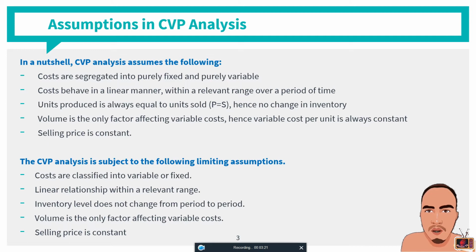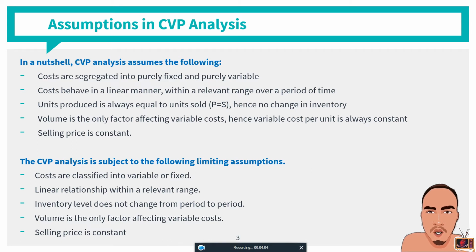And with this, let's go with the assumption in CVP analysis. In a nutshell, CVP analysis assumes the following. Number one, costs are segregated into purely fixed and purely variable. Costs behave in a linear manner within a relevant range over a period of time. Units produced is always equal to units sold. Hence, no change in inventory. Volume is the only factor affecting variable costs. Hence, variable cost per unit is always constant. Selling price is also constant.